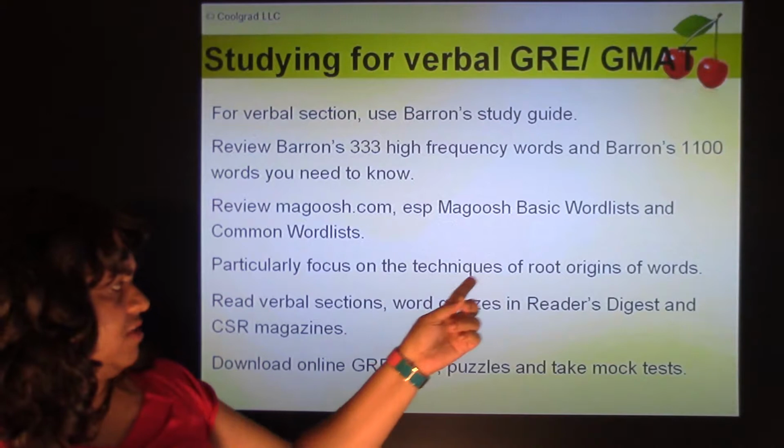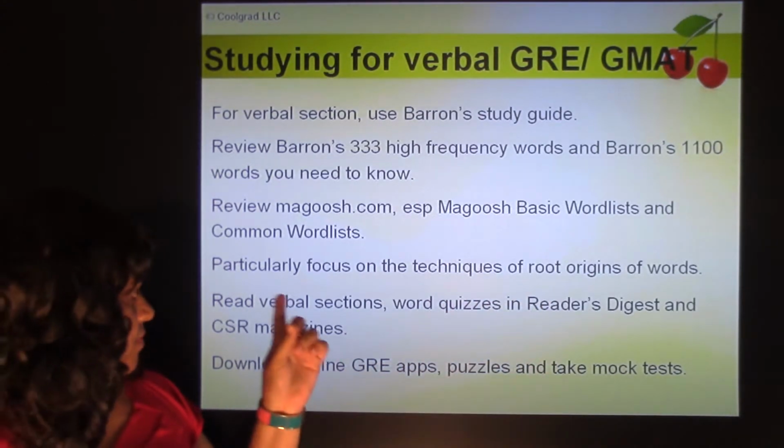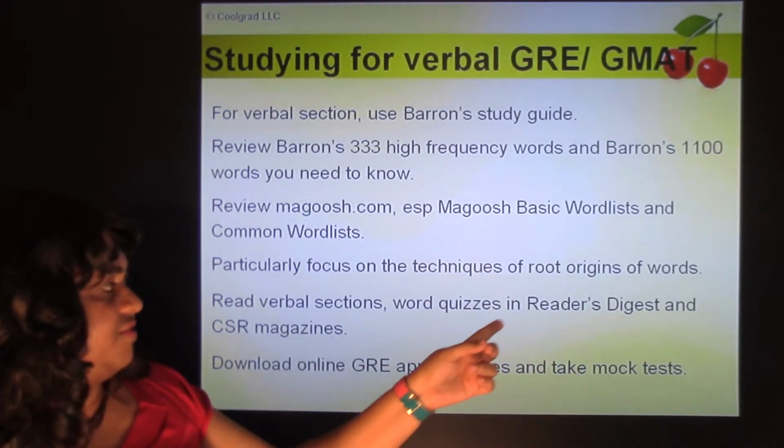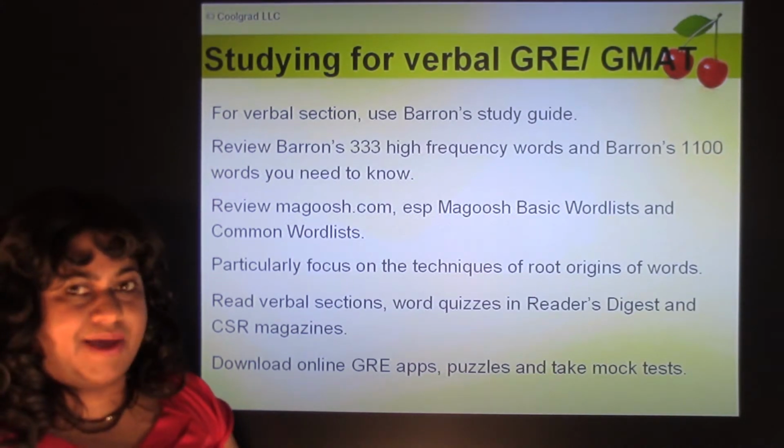So focus on the techniques of roots or origin of these words. Read the verbal sections and word quizzes in Reader's Digest and Competition Success Review magazines.